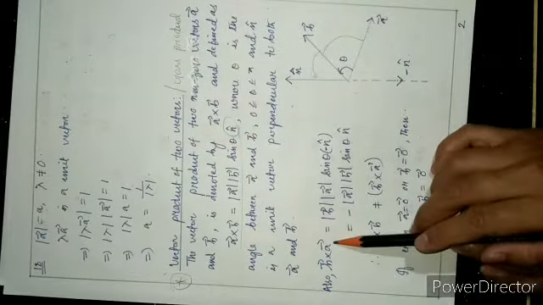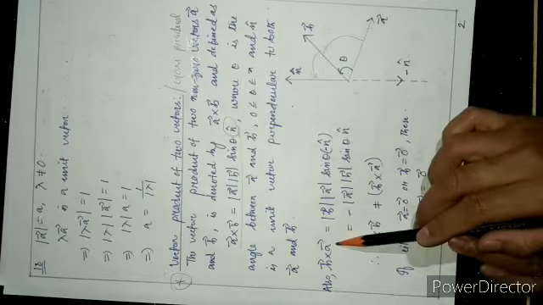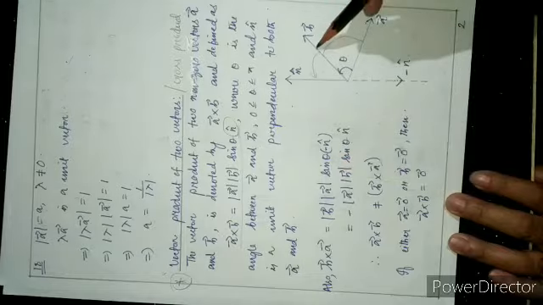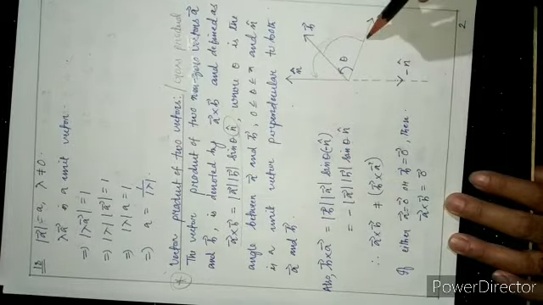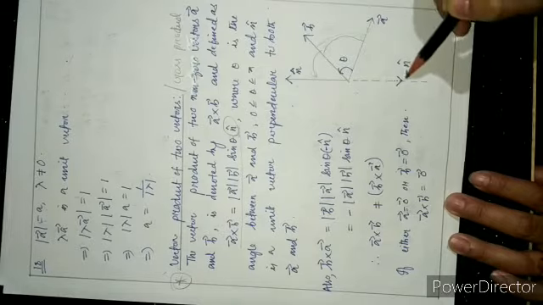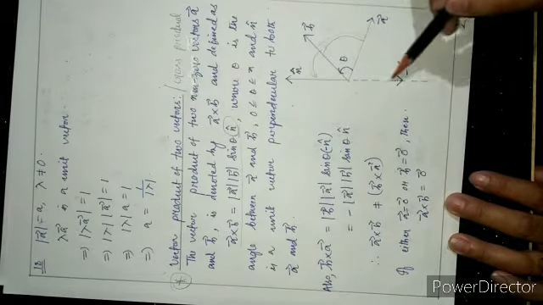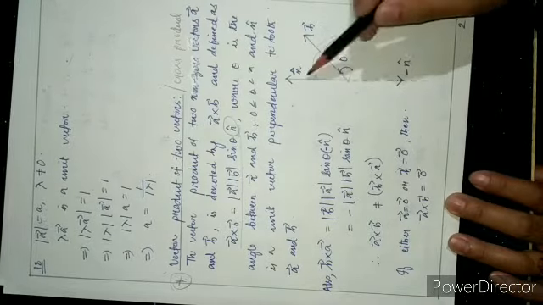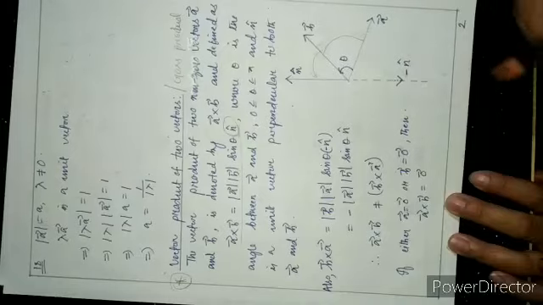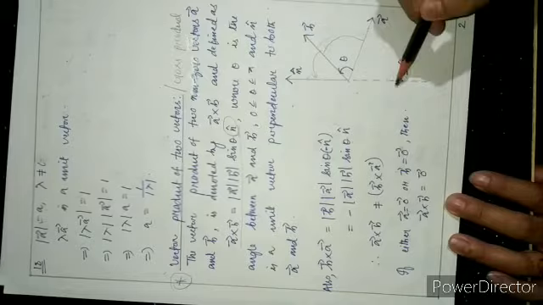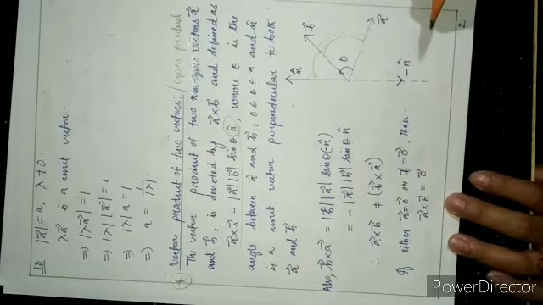But in case of B cross A, the magnitude is magnitude of B, magnitude of A, sine theta. Rotating from B to A, this is a right-handed system, and the vector we get is opposite to n cap. Opposite to n cap means a negative sign is attached, a negation, so the direction is opposite.